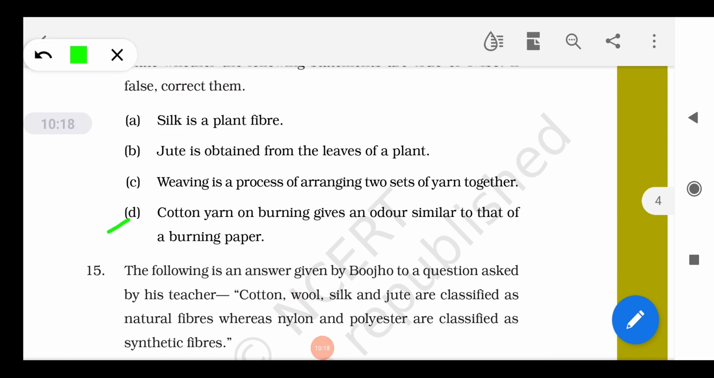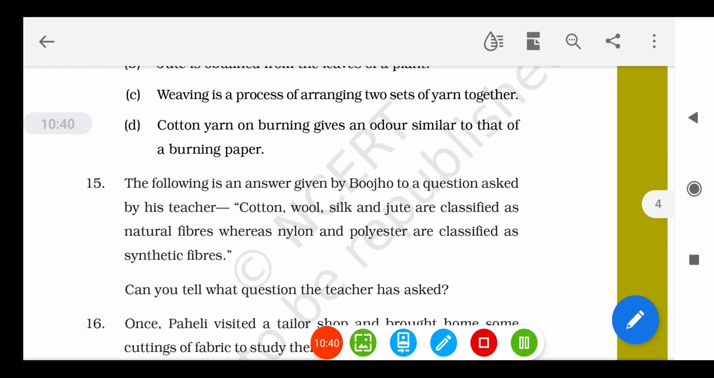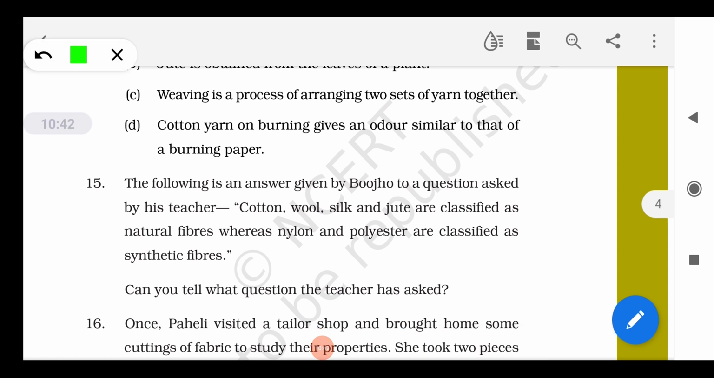Now, D part. Cotton yarn on burning gives an odor similar to that of burning paper. This is also true because cotton yarn contains starch and paper also contains starch. The main source of paper is also plants only. Cotton is also a plant, and plants contain starch, and starch gives a burning odor. Odor means smell.